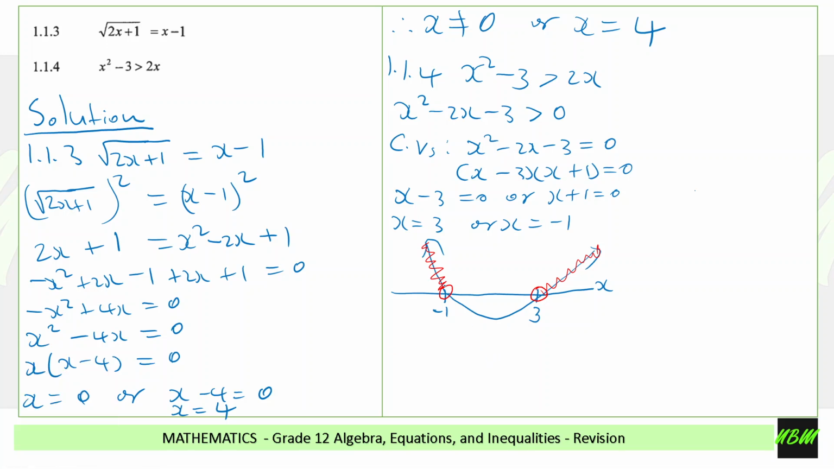Where is our solution? Where we have shaded red, that is where we get the solution. So looking at -1, where have we shaded red on the graph? On the left of -1. So it will be where x is less than -1. Or then looking at 3, where have we shaded on the graph? Above the x-axis. Therefore, this is where x is greater than 3. It is to the right of 3 along the x-axis. And then this will be our solution for 1.1.4.